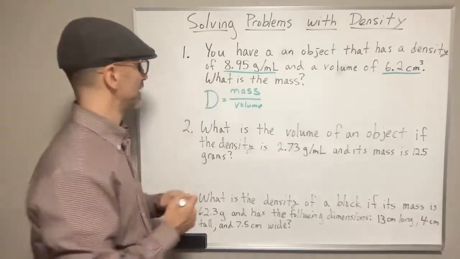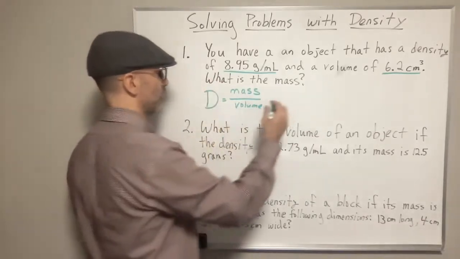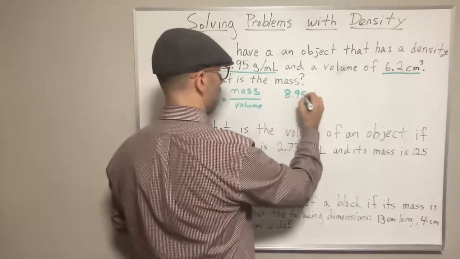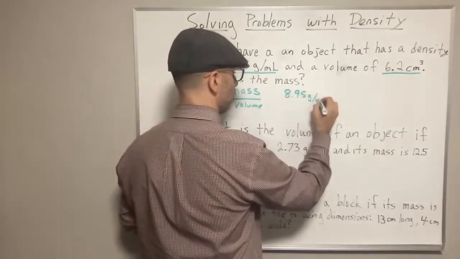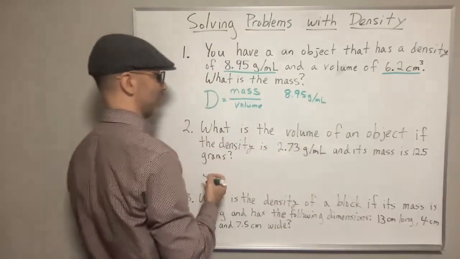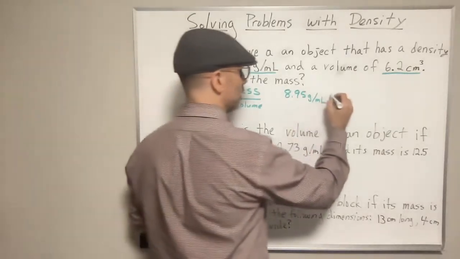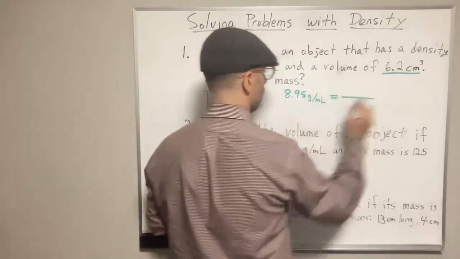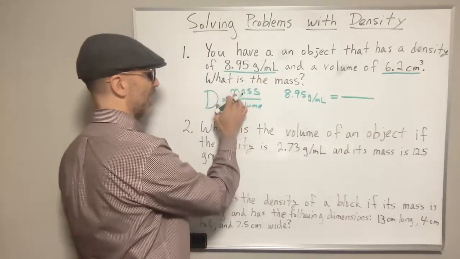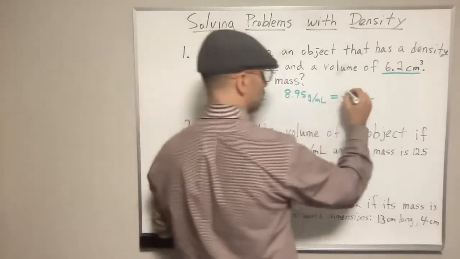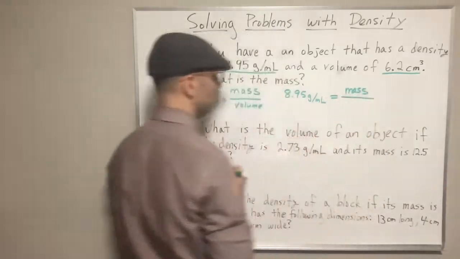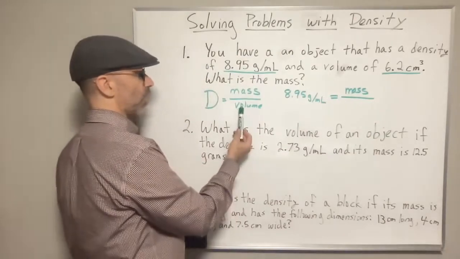So here we're given the density. Density is 8.95 grams per milliliter, and that's going to be equal to the mass over the volume. We're not given the mass, but we are given the volume.